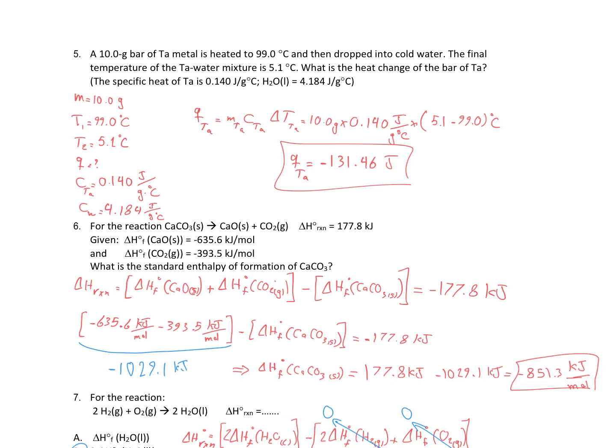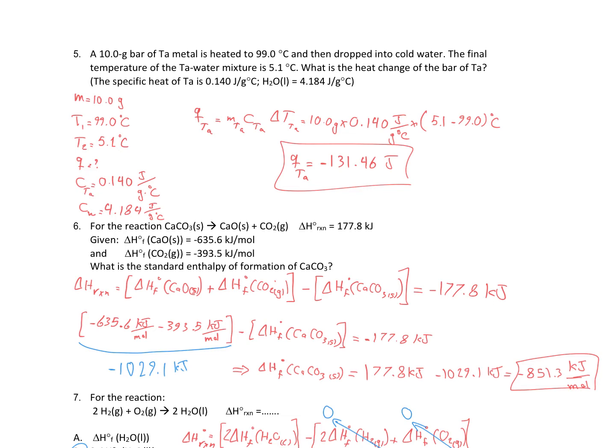It's asking for the heat exchange, the amount of heat, and we also have extra information. The specific heat of the metal is given, and also the specific heat of water is given. So we don't even need the specific heat of water. Why? In order to find the Q of the metal, we can use the MCΔT formula: mass of the metal times the specific heat of the metal times the delta T in the metal, and we have all of this information. So you plug that information in, and the heat loss in the metal is negative 131.46 joule.